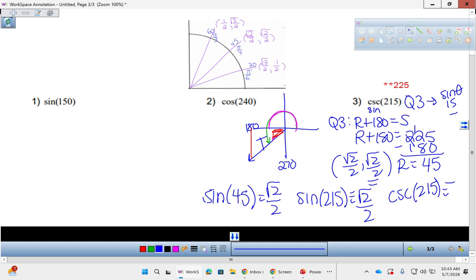So it's negative. You can't really see my negative. There is a negative right here. So it's negative 2 over root 2, which I don't have space to do, I can do it over here. So if I rationalize that, I end up with negative 2 root 2 over 2. And the 2's cancel out. So the cosecant of 215 equals negative root 2.